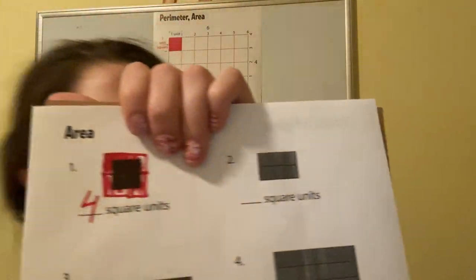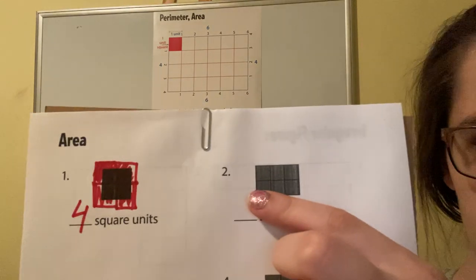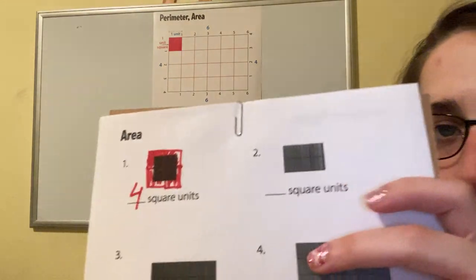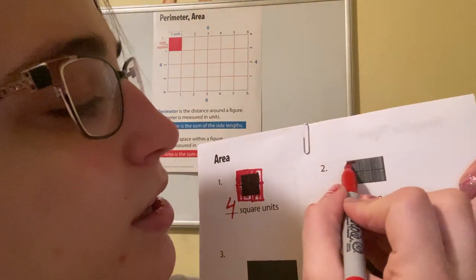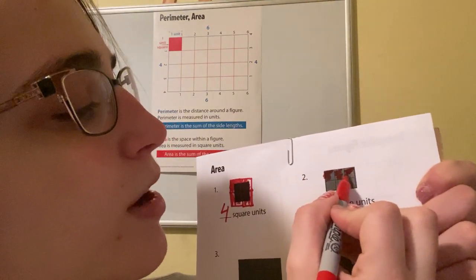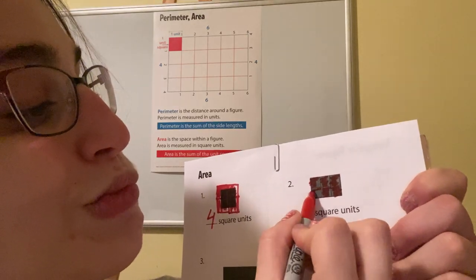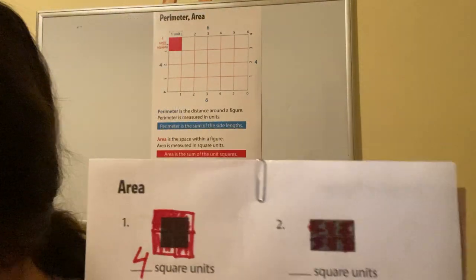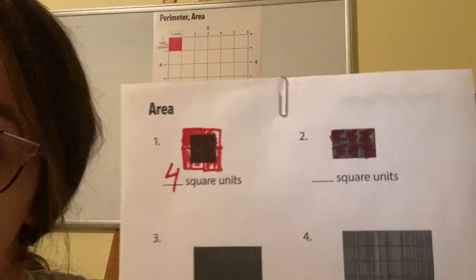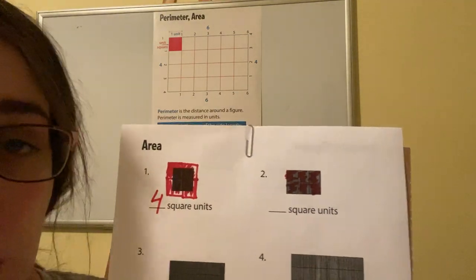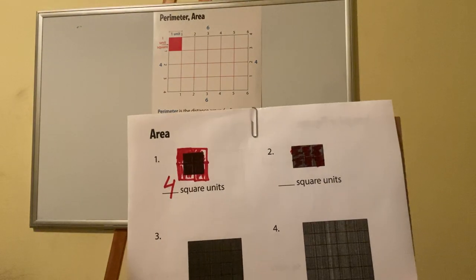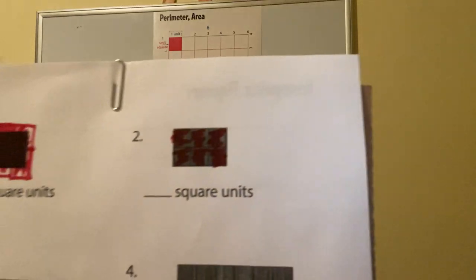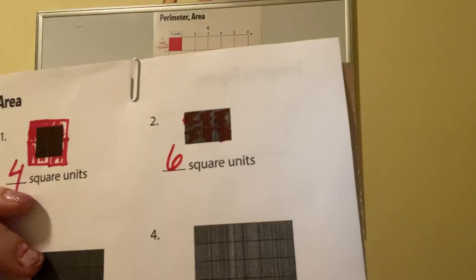Okay, look at number 2. Take your red 1s, put them on top of this figure here. So if I was doing that with mine, if I had red 1s, I'd cover them in red. Okay. How many unit squares are within this shape? 1, 2, 3, 4, 5, 6. So what is the area of this rectangle? We would say that it is 6 square units.